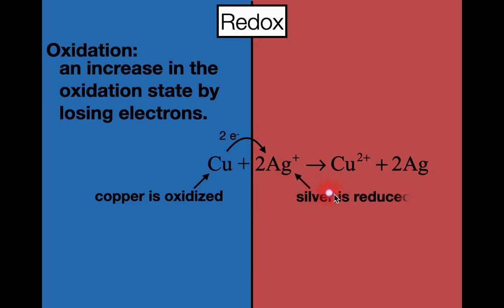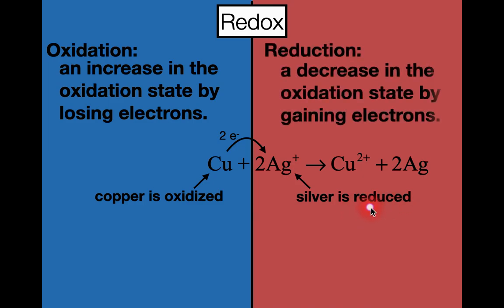Conversely, the silver ion is reduced. It had a positive 1 oxidation state. Afterwards, it has an oxidation state of 0. Its oxidation state went down, or reduced. That's where that term comes from. Reduction is a decrease in the oxidation state by gaining electrons. So the silver had a positive 1 charge, but when it gained electrons, its charge went down, reduced to 0.